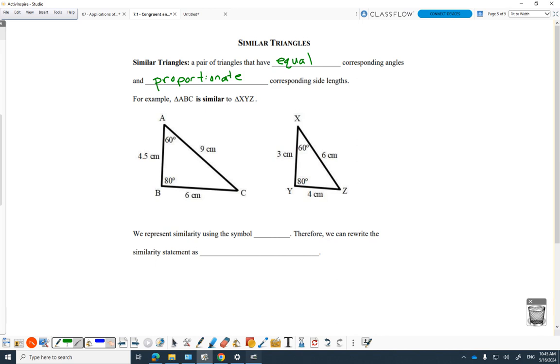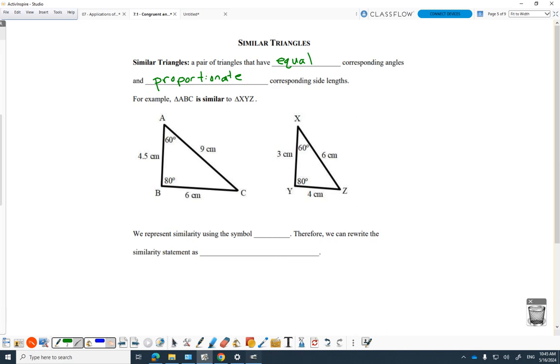Okay, this question says, for example, triangle ABC is similar to XYZ. Wait, I thought it said all the angles are the same. I don't even have all the angles. Yeah, she says it's 40. Yeah, stop messing around, Ms. Todd. You can just go 180 minus 60 minus 80.